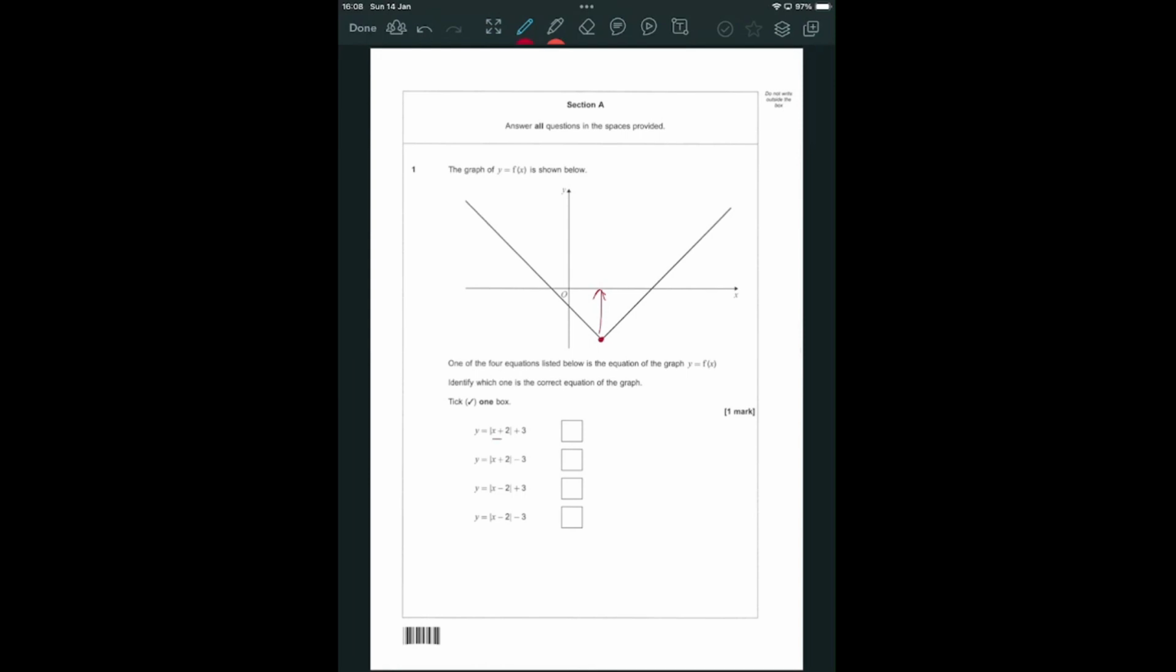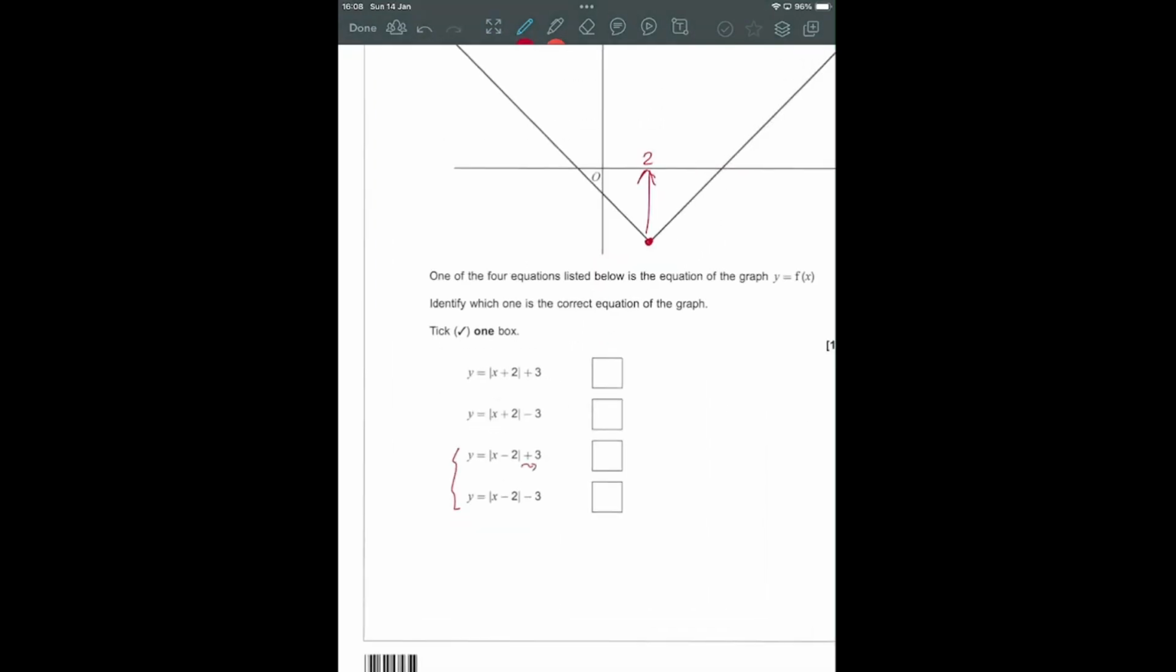But if I look at the first two, those modulus signs are 0 at x is negative 2, so it can't be either of those. So it has to be one of the second two just by looking at the x thing. Well then, if I do sub in that special x value, which we now must be 2, if I sub that in, well, this one's going to tell me that y is 3, whereas the bottom one tells me that y is negative 3. Well, clearly from the picture, it's at a negative y value, so it has to be the bottom one.